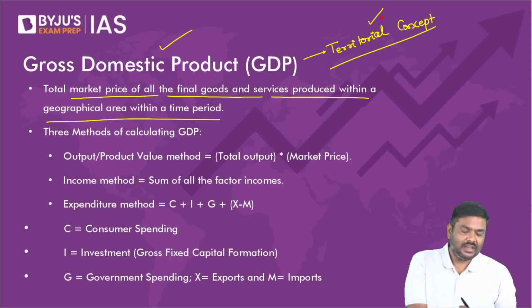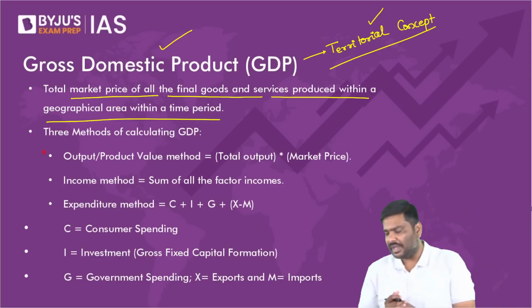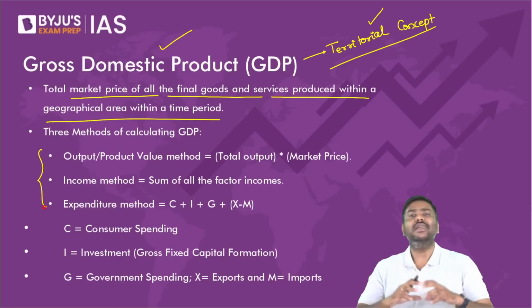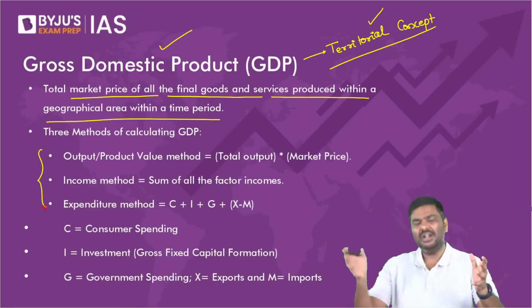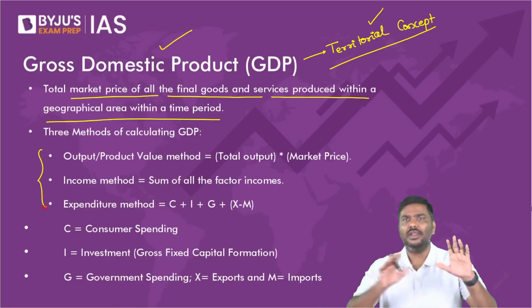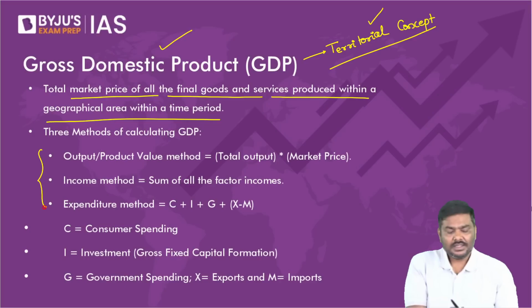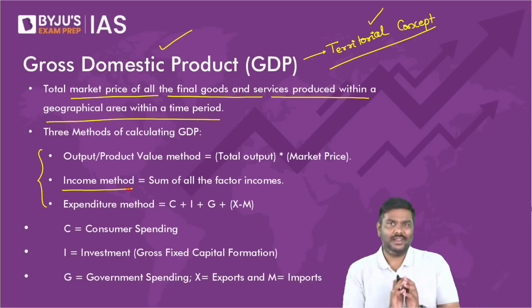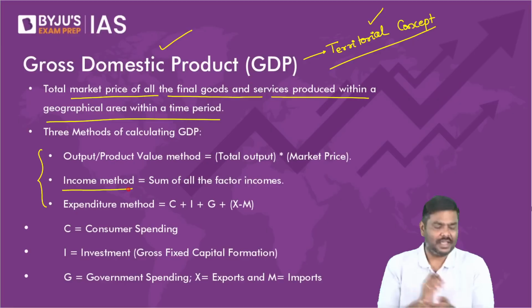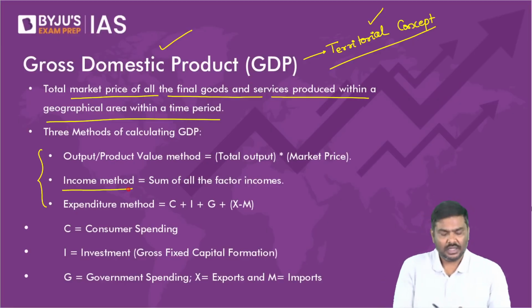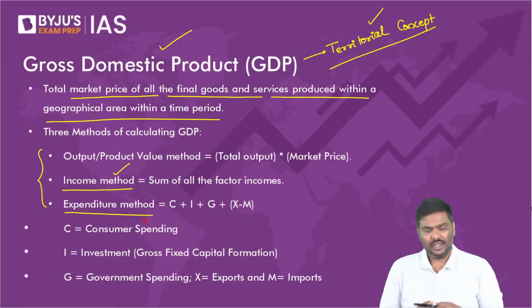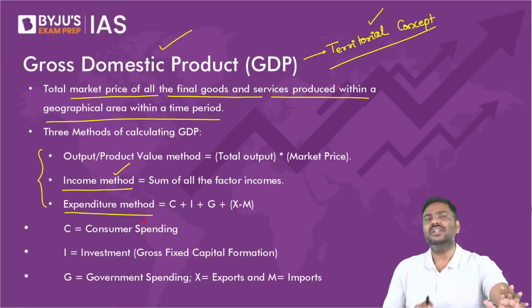Now, there are three different ways through which we measure GDP. One is called the output or product value method. Whatever the final goods and services are, count them, multiply that with market prices, and you will get GDP through the output method. Second one is the income method. Take the sum total of all the factor incomes, and that will give you the GDP through the income method. Third one is the expenditure method. I gave you examples of all of them. In fact, I gave you calculations also yesterday. Today, we'll get into the details of GDP calculation.